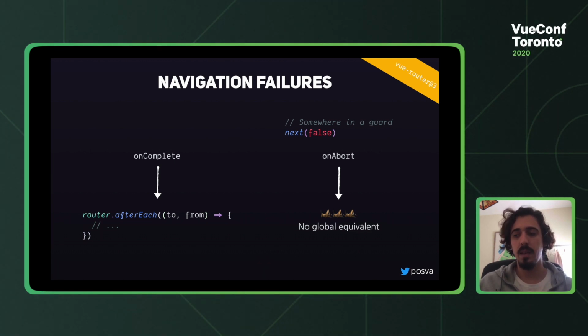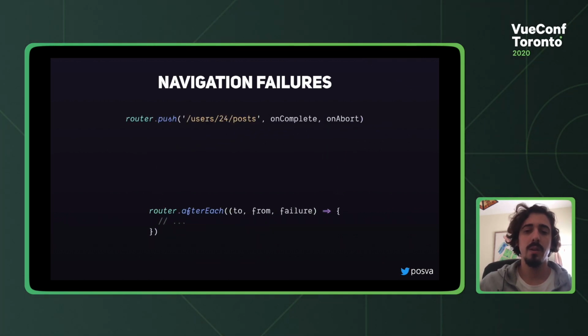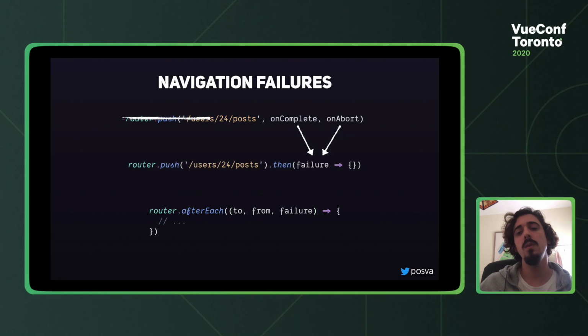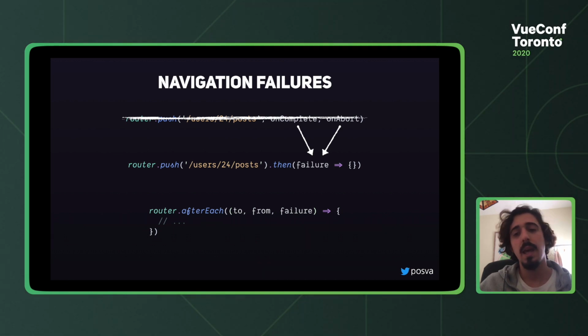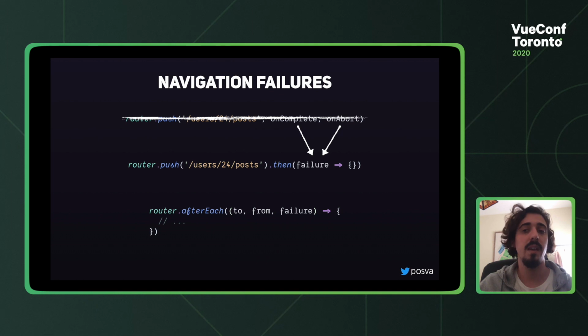So basically, if you were trying to have a global hook after each navigation, no matter if it worked or not, there was no way to do so. What we are doing now is merging both of incomplete and abort into a promise-based API. On the v4 of Vue Router, there are no callbacks. You have a promise returned by router.push and router.replace. And that promise resolves a failure, if there is any, when the navigation doesn't work.